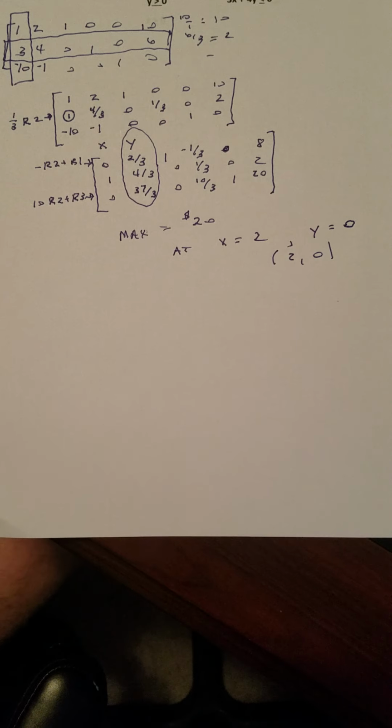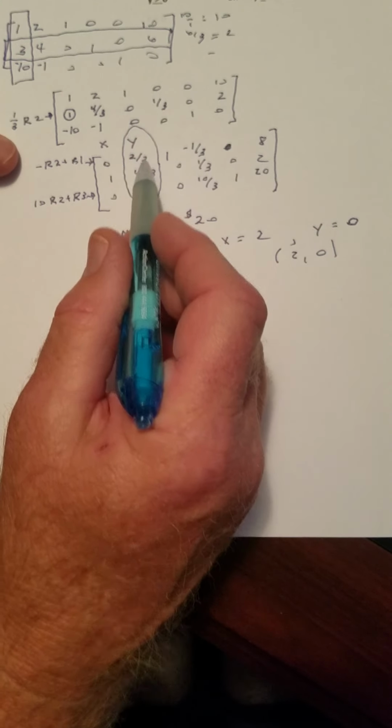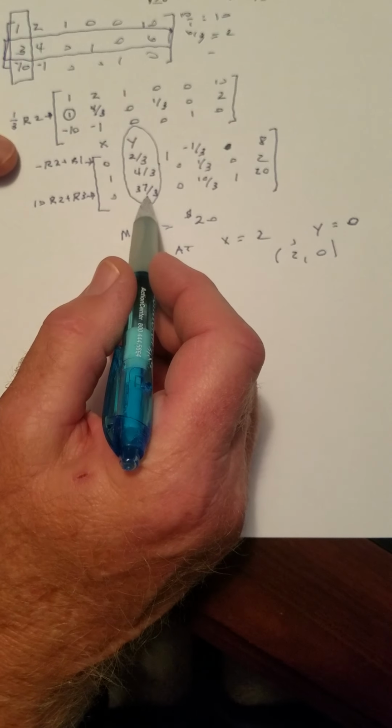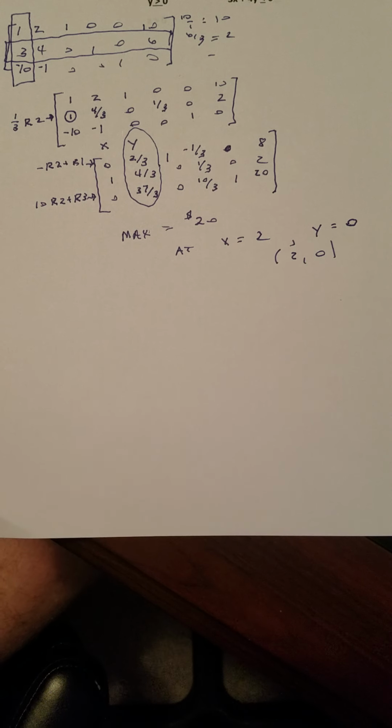I'm going to repeat that again. Anytime you have a variable and the column is not a unit column, then that variable is automatically 0. Don't try to put any logic to it or anything like that. It's just one of those rules. It always is.